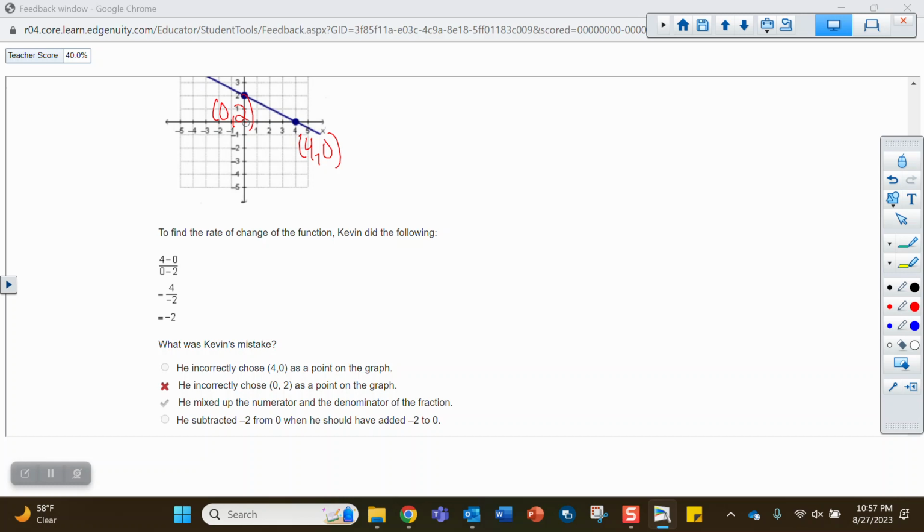So he did 4 minus 0 and 0 minus 2. Well, the mistake is he put the x's on the top and the y's on the bottom. When we do rate of change, it's the difference in the y's on top and the difference in the x's on the bottom. So it's a little bit different from what your thinking has always been. When we write an ordered pair, we always put x first. But when we do rate of change, we want the y's on top, so you do the y's first. So his mix-up is the numerator and the denominator.